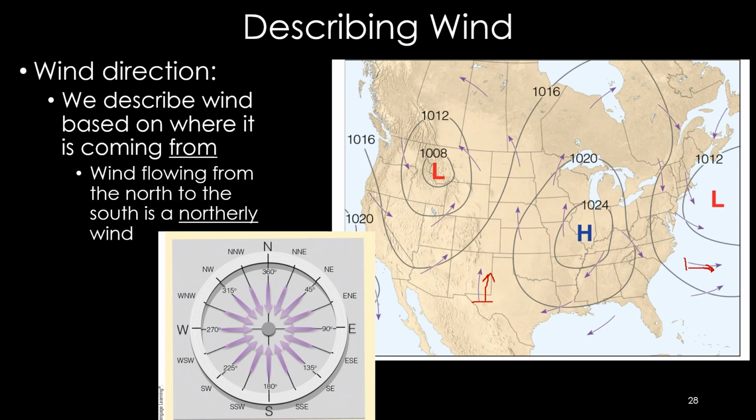And there can be any variations on this. So for instance, this arrow here is coming from the north, northeast, going to the south, southwest, so we'd call it a northeasterly wind. It always depends on where the air is coming from.